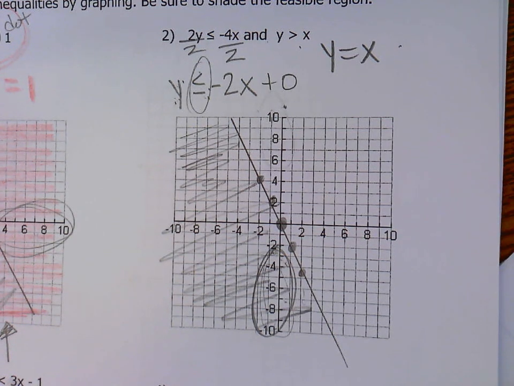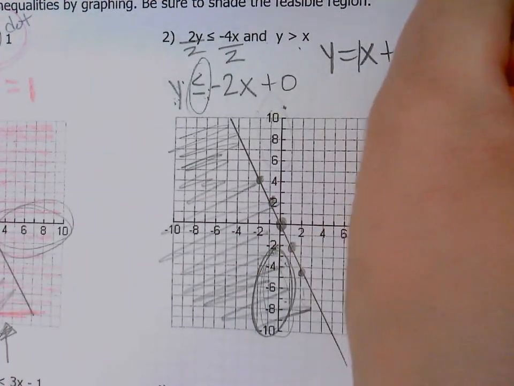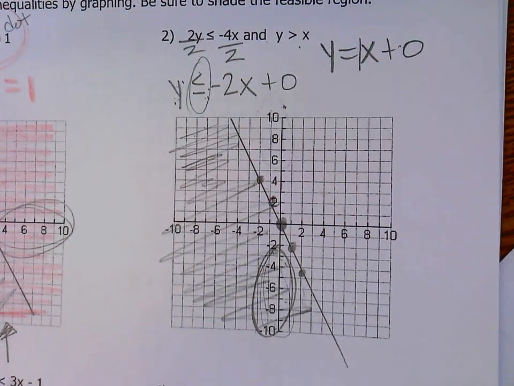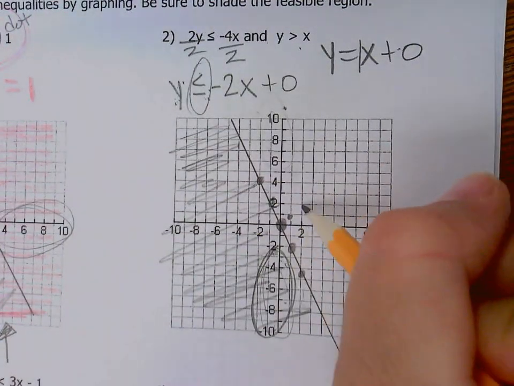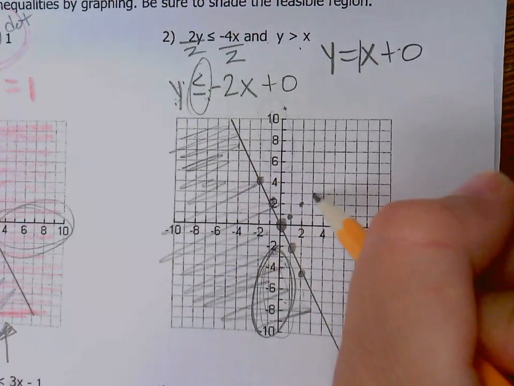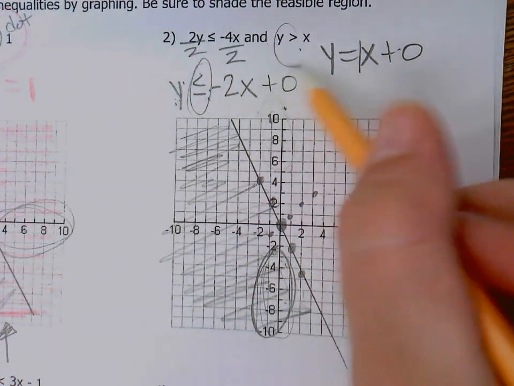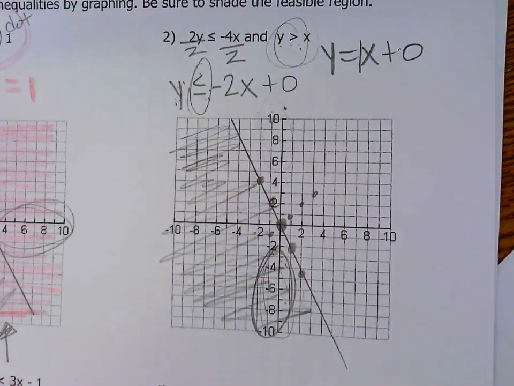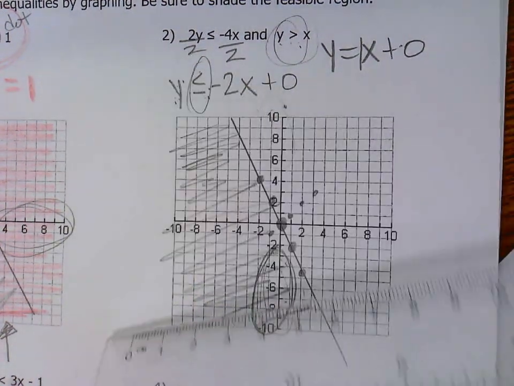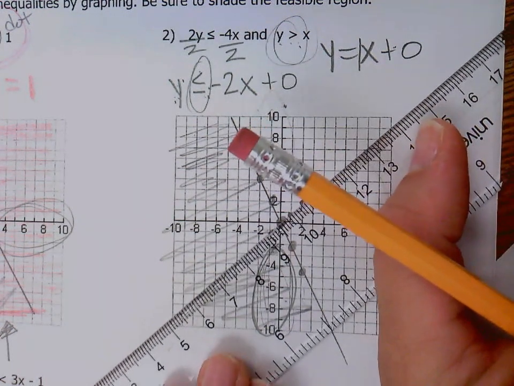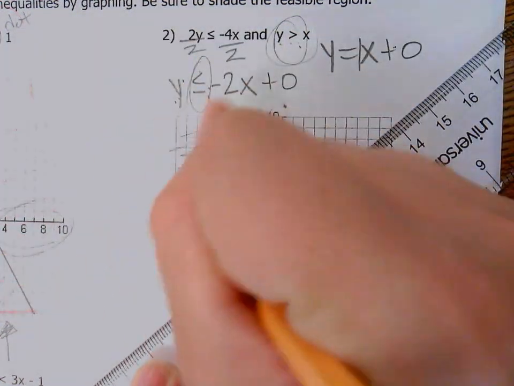Slope of 1, yes, and okay. I'm going to start at 0 and do a slope of 1 over 1. Should I use a dotted or solid line? Dotted line, it says strictly greater than. So I can't spend the $50. I have to spend more than $50, let's say.